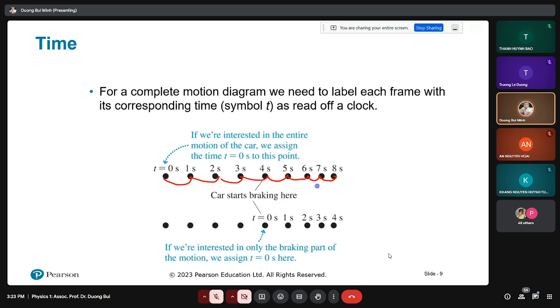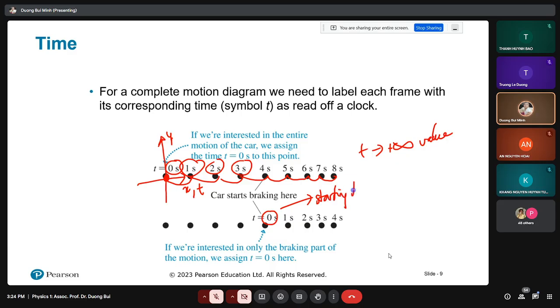Or here, the same. But different origin. So here this is t equals 0, so that means here the origin is x, y. Here we don't use x, we use the time t, because 1 second, 2 seconds, 3 seconds. So time takes positive values, from 0 seconds to 8 seconds, and this 0 second means the starting time.